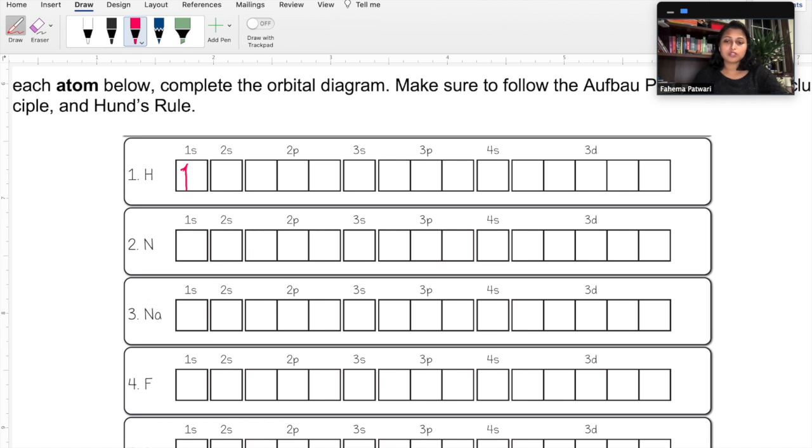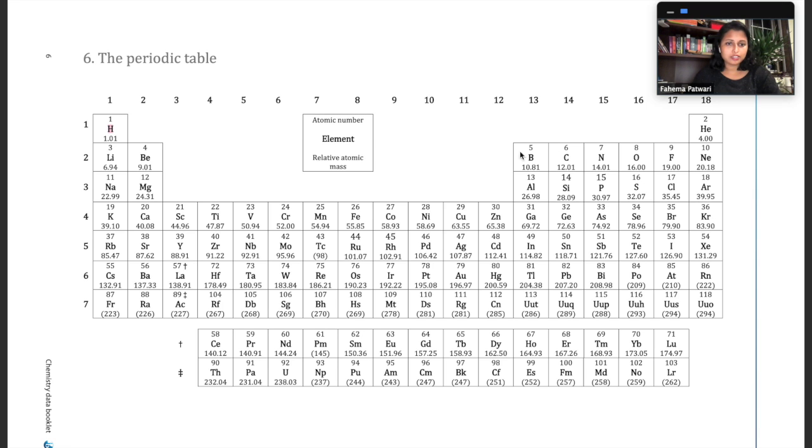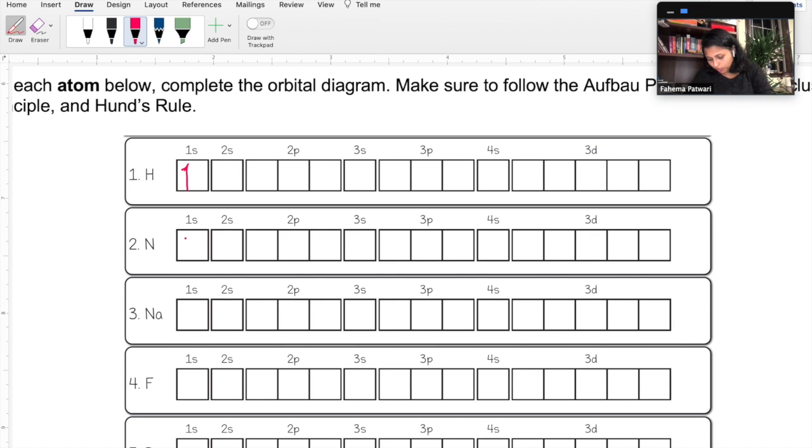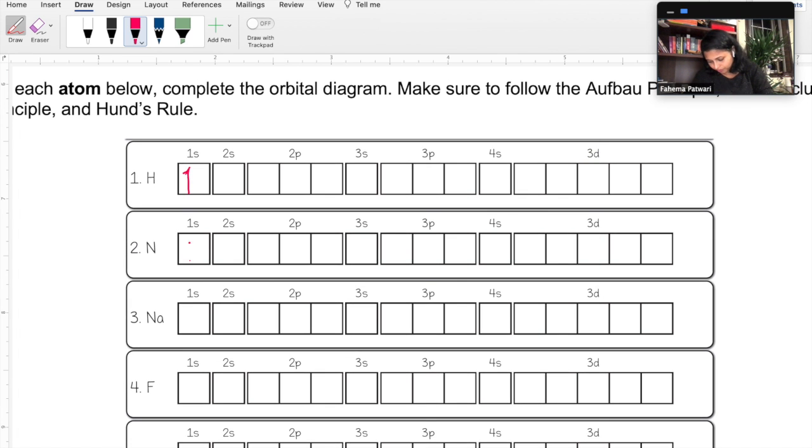Let's look at nitrogen. Nitrogen has an atomic number of 7. So we're going to put in 7 electrons. We're going to put 2 right away into 1s. Right, 2 more into 2s. And then we only need to put 3 more down to get to 7. So we'll put 1 in this 2p orbital, another one in the second orbital, and another one in the third. They are not doubling up.